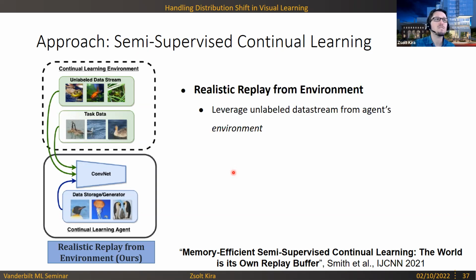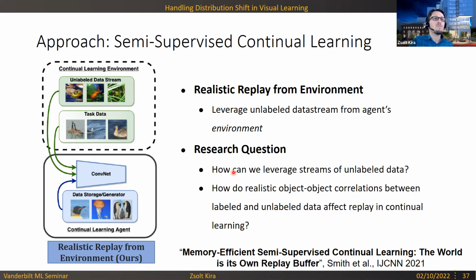Specifically, this is going along the lines of embodiment. If you have an agent, for example, that's moving around in an environment, it'll always collect a stream of unlabeled data, basically for free, right? As it moves around, it gets a bunch of data for free. Some of it is labeled, but most of it is not labeled. And so there's a question of, or two questions. One is, how do we leverage the stream of unlabeled data?